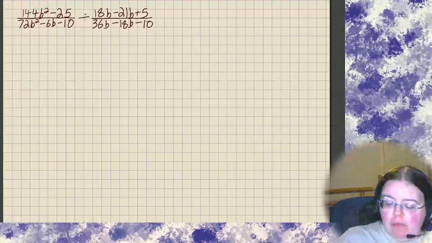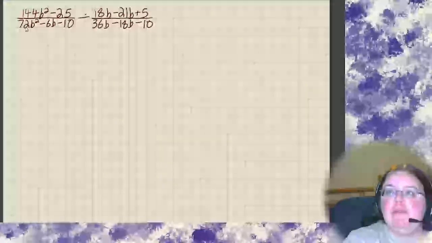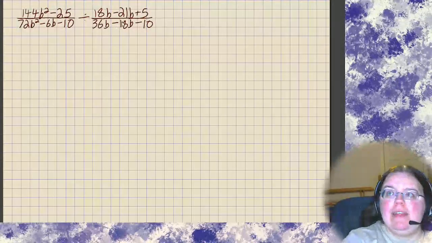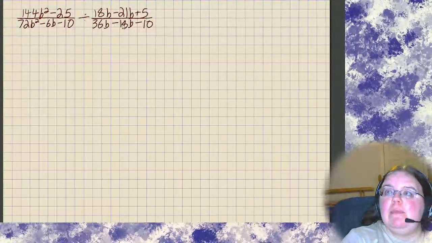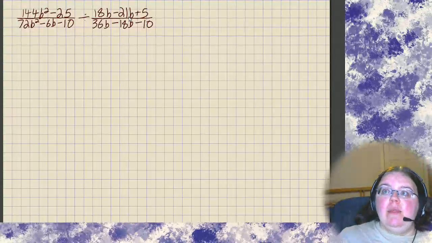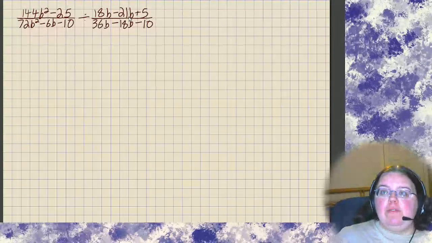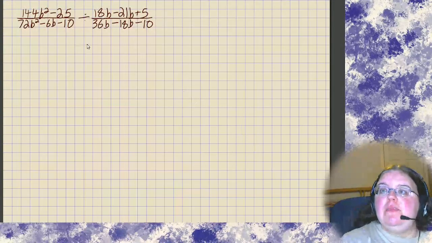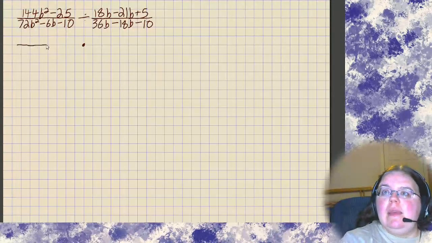So here I have 144b squared minus 25 over 72b squared minus 6b minus 10, and I want to divide that by 18b squared minus 21b plus 5 over 36b squared minus 18b minus 10. Now, we will handle this very similarly to how we handle dividing ordinary fractions. And one of the things that means is we'll be basically using good old keep the first how it is, convert to multiplication by using the reciprocal of the second.